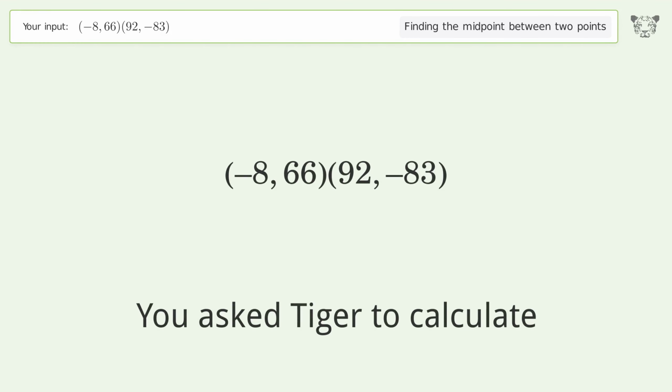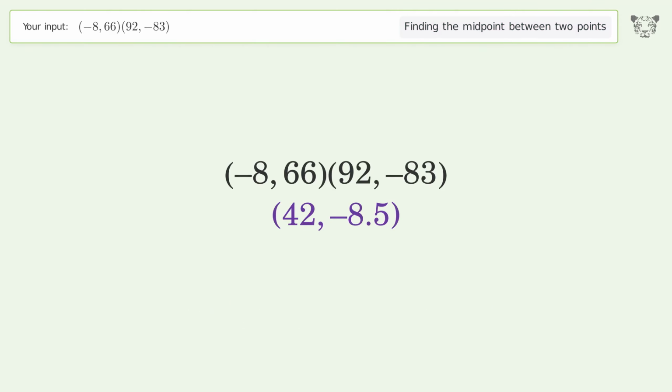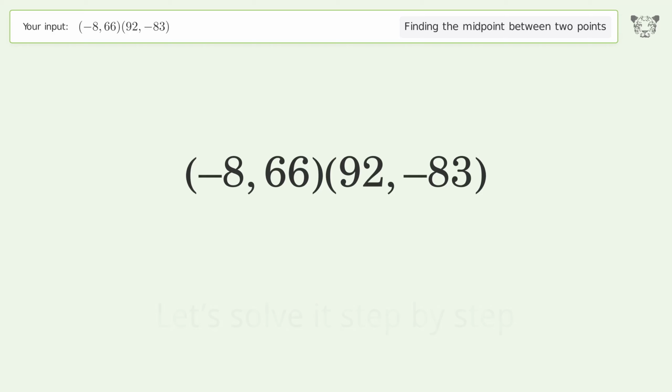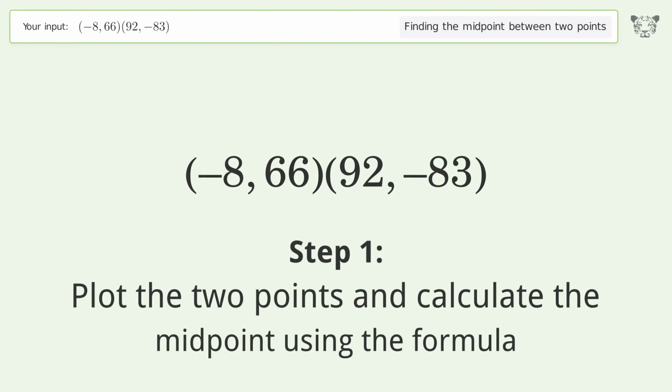You ask Tiger to calculate. This deals with finding the midpoint between 2 points. The midpoint between the 2 points is 42, negative 8.5. Let's solve it step by step. Plot the 2 points and calculate the midpoint using the formula.